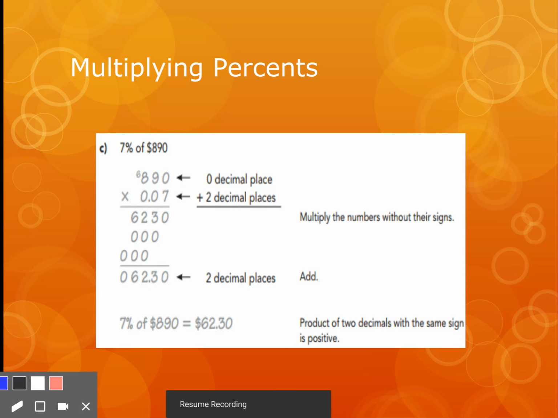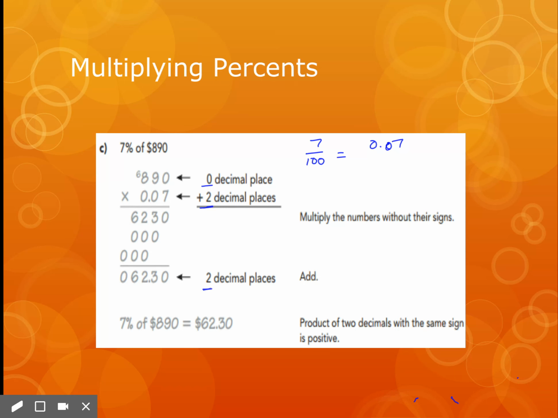So multiplying percents is the same as multiplying a decimal. 7% as a fraction is 7 over 100. So that tells us what it should look like in decimal form because our last digit should be in the hundredths place. So 7 in the hundredths place is 0.07. My apologies, 0.07. So now we just multiply that times whatever number. So 890 times 0.07. 890 has 0 decimal places and 0.07 has 2. So we know in our answer we need 2 decimal places.